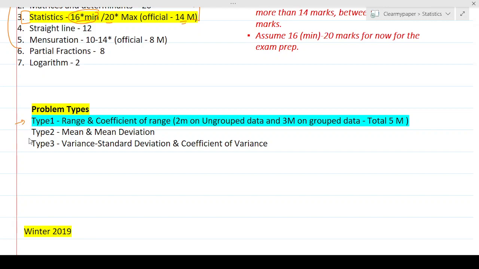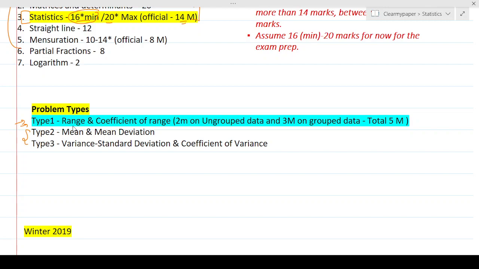And we're going to talk about 3 types. The overall statistics is grouped into 3 types, and we are just discussing type 1 in this episode. In the next 2 episodes we'll solve range and coefficient of range, and then these other 2 types I'll explain later once I explain the concept.